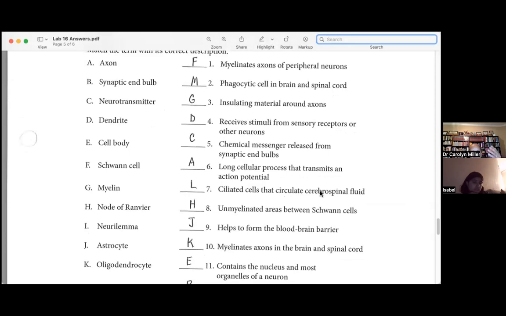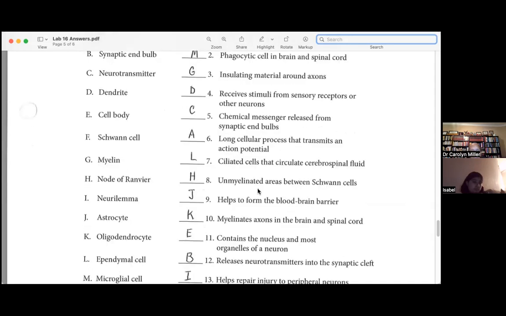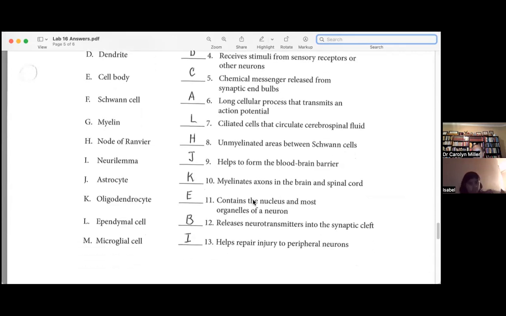Ciliated cells that circulate the cerebrospinal fluid are the ependymal cells. Unmyelinated areas between the Schwann cells are nodes of Ranvier. Helps to form the blood-brain barrier. Those are going to be tight junctions, but the 4 neuroglia in the CNS are astrocytes, microglia, which are defensive in nature, ependymal cells, which circulate the CSF, and oligodendrocytes, which myelinate. So that leaves the astrocytes. And it is indeed the astrocytes that help to form the blood-brain barrier, those tight junctions.